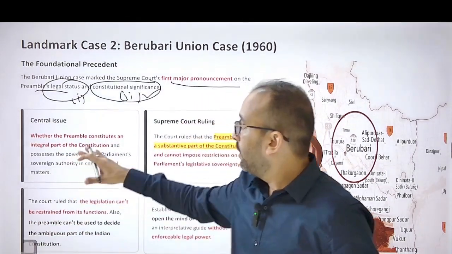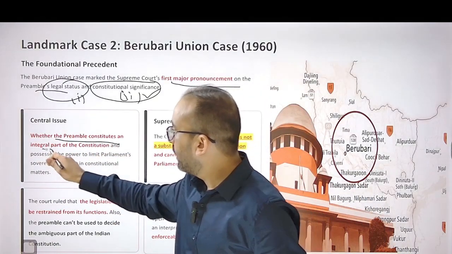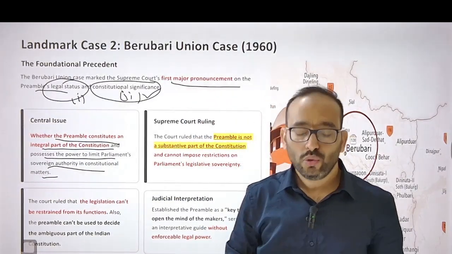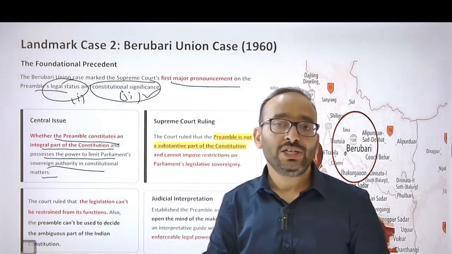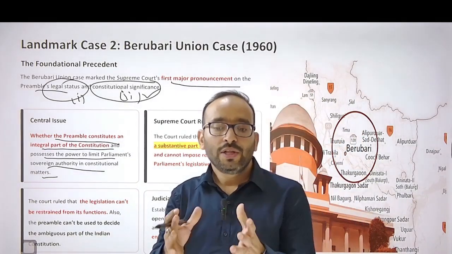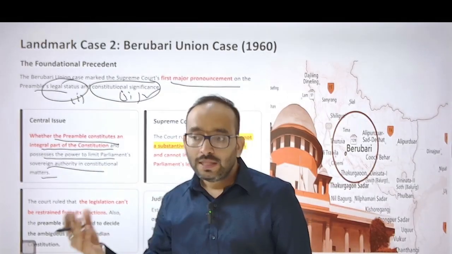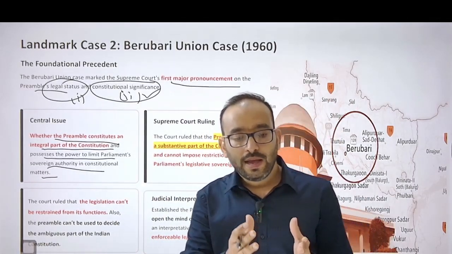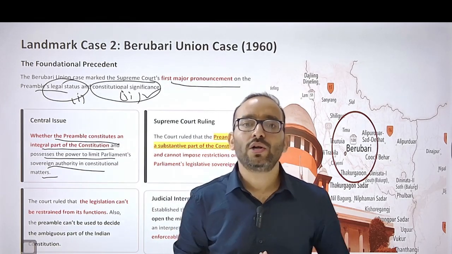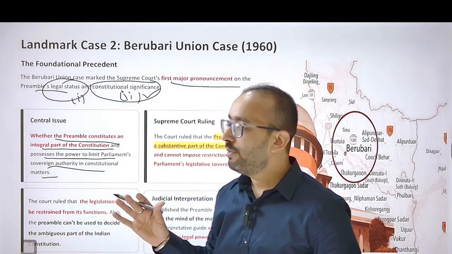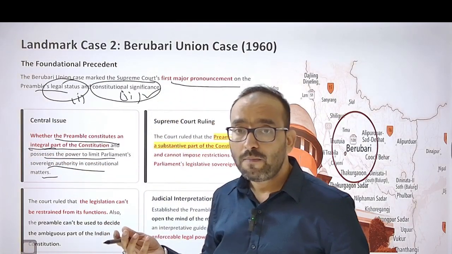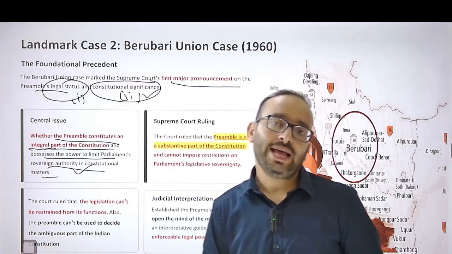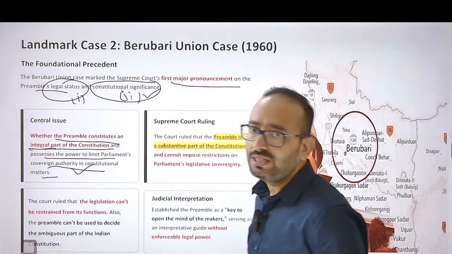So here the issue was whether the preamble constitutes an integral part of the constitution and possesses the power to limit parliament's sovereign authority in constitutional matters. So is it an integral part or a later addition to the constitution? Yes. The fact is, when the constitution was drafted, the preamble was adopted as a later addition. But of course, like a preface to any book, it has been placed in the front of the constitution. But still, is it an integral part or not? And is it a limit on parliament's power to enact any legislation? This was to be discussed in the judgment.